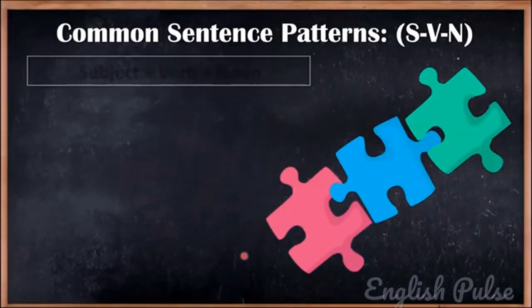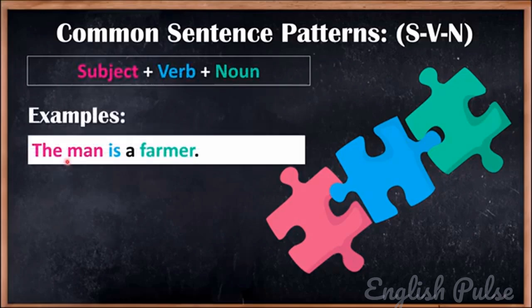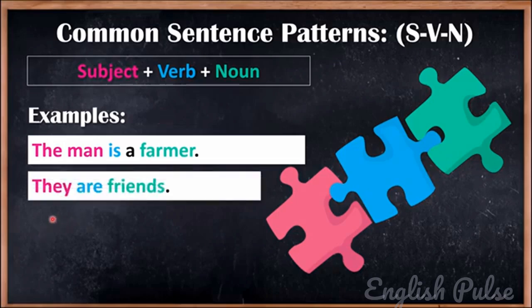Another common sentence pattern is subject plus verb plus noun. For example, the man is a farmer. Here we have the subject, the man, we have the verb to be, and we have a noun, farmer. And this noun provides more information about the subject. Oftentimes with this sentence pattern, we use the verb to be. Another example, they are friends.